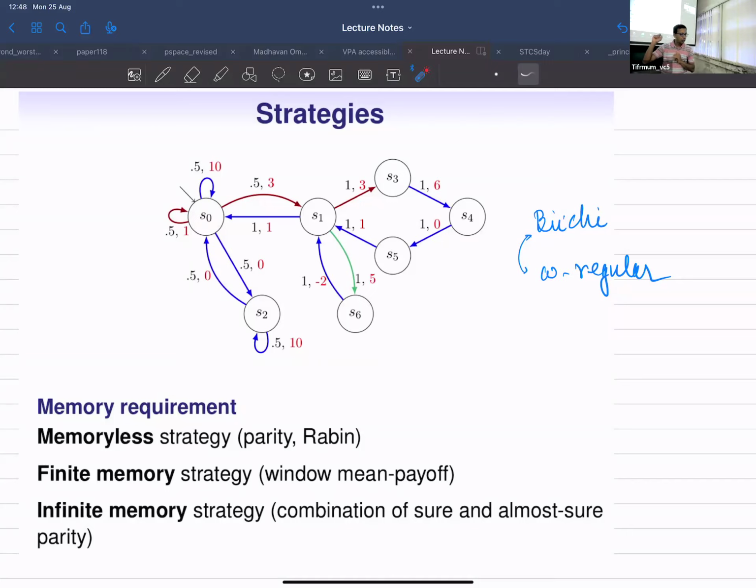That is called a sure parity condition. And what is an almost sure parity? Can somebody say what an almost sure thing is? When you say almost surely, one should satisfy with probability 1, okay, then we would say almost surely. Not just high probability, with probability 1 you would like to satisfy, right?